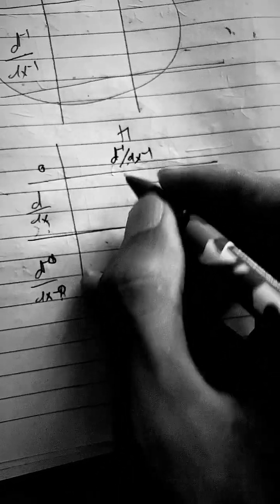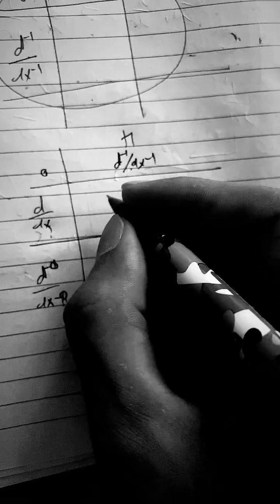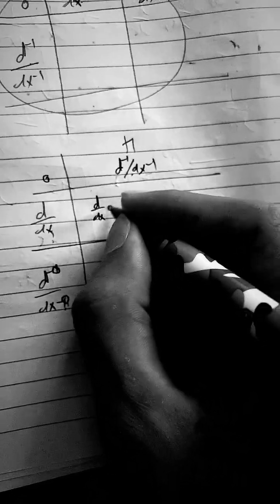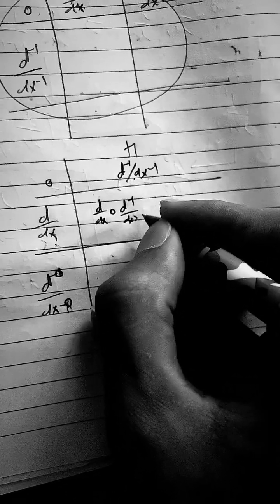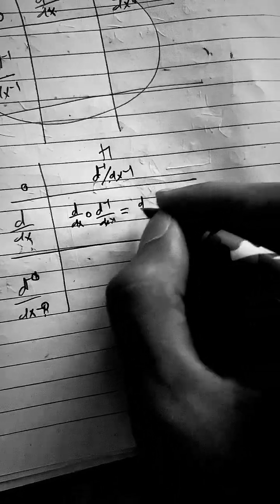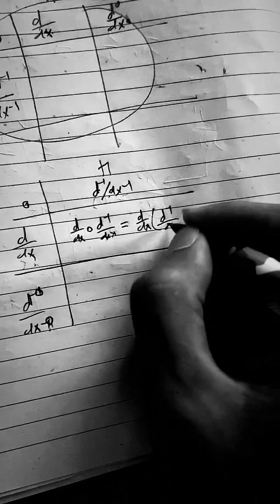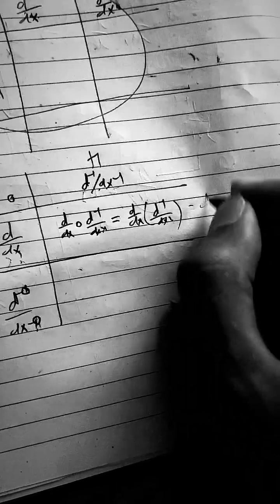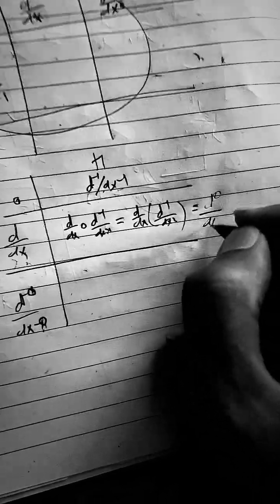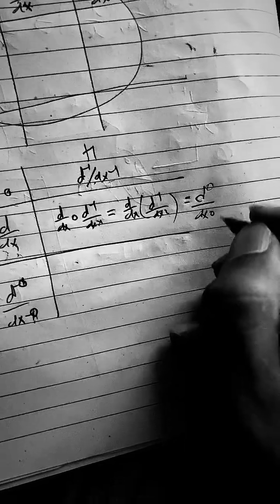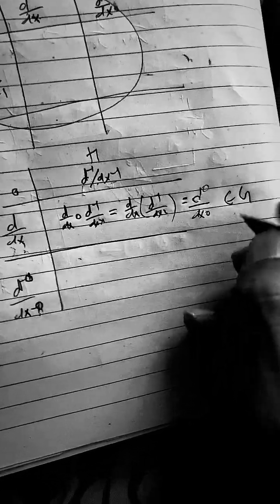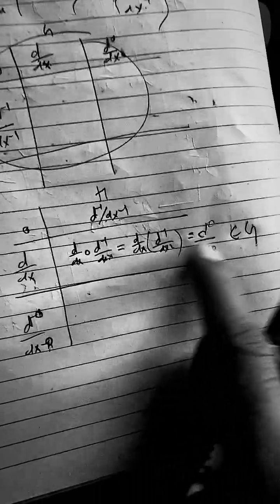So d by dx acting on this. What will be the answer? Well, d by dx acting on d inverse dx inverse will be equal to d by dx acting on dx inverse, which is equal to d naught upon dx naught, right? And this belongs to G here. So the first closure is satisfied.